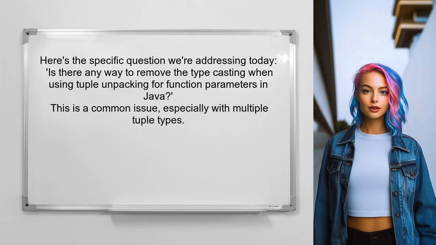Here's the specific question we're addressing today. One user asked, is there any way to remove the typecasting when using tuple unpacking for function parameters in Java? This is a common issue, especially when dealing with multiple tuple types.